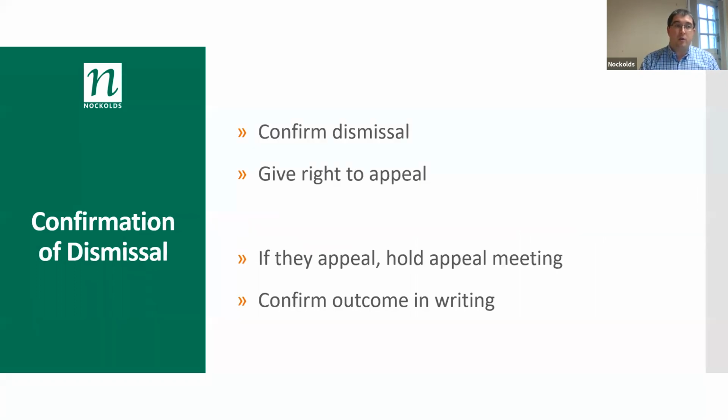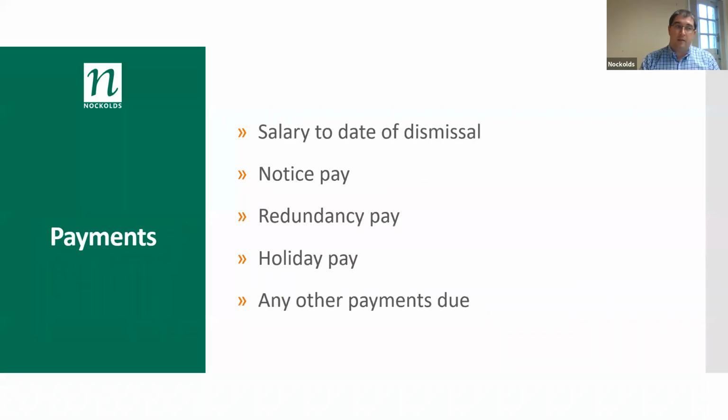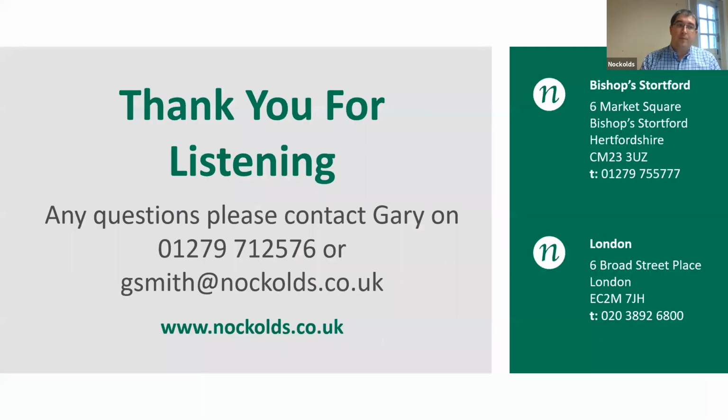Once you've had those meetings, you can look to dismiss. You would dismiss by, or confirm that dismissal in a letter. You would give the right to appeal, and if there's an appeal hearing, then you would hold that, and then again confirm the outcome in writing. Once they've been made redundant, they are entitled to the relevant payments, so salary to the date of dismissal, their redundancy pay, their notice pay, their accrued but untaken holiday, and any other payments that are due to them under their contract. So that's a real whistle-stop tour of collective consultation.